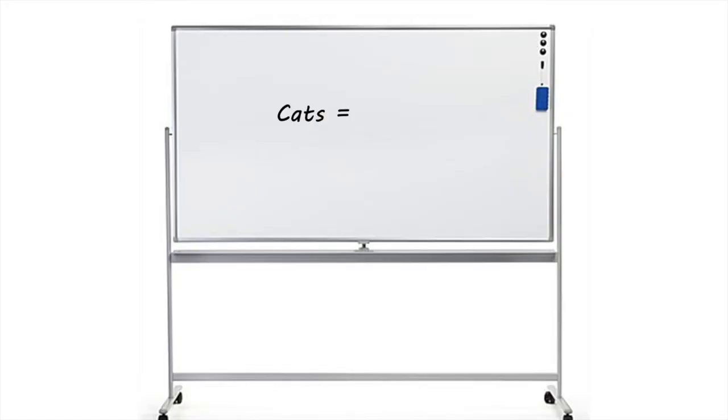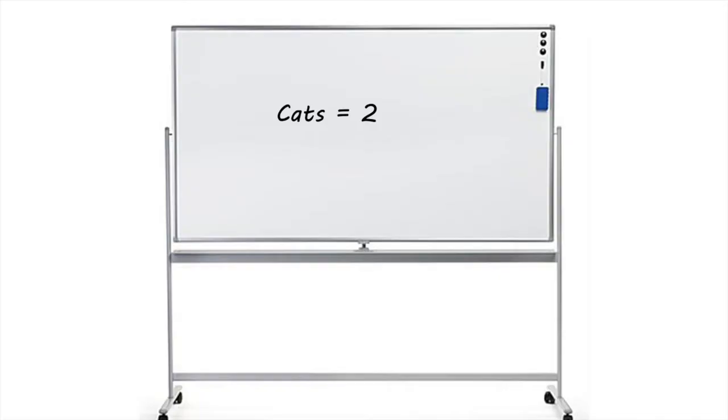For example, I can have a variable called cats, which I can use to store the amount of cats I own. I happen to have 2 cats, there they are, so the variable cats would equal 2. Now, when I inevitably adopt a new cat, this variable will go up by 1.